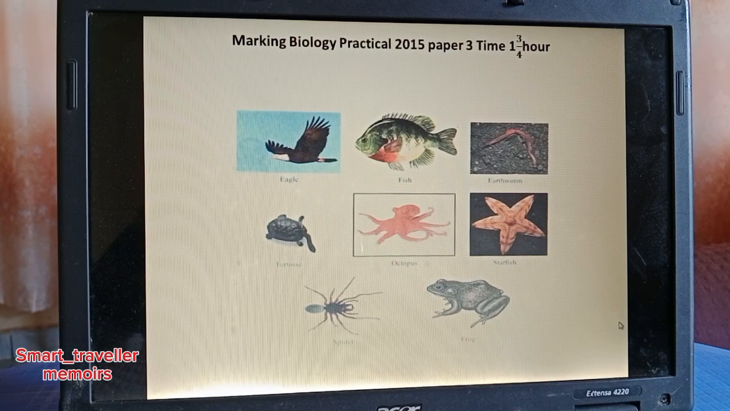In the first photograph there, you can see different animals. We have the eagle, the fish, earthworm, tortoise, octopus, starfish, spider, and frog.